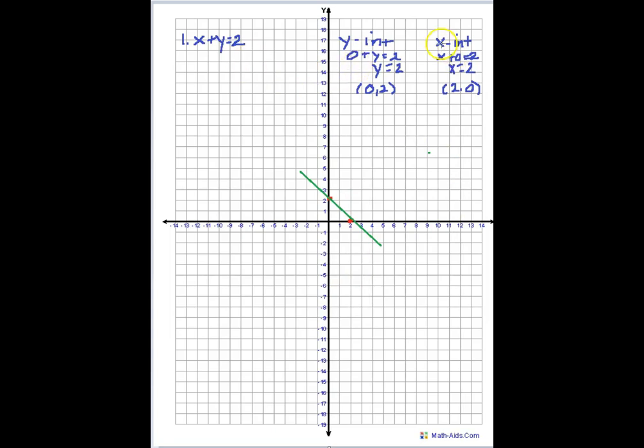Now let's do x. For the x-intercept, we set y to 0. x plus 0 equals 2, which is x equals 2. And so our points will be x1 equals 2 and y1 equals 0. So x will be 2 on the x-axis and we will not have any rise because y is 0. We plot that point and we draw a line through it.